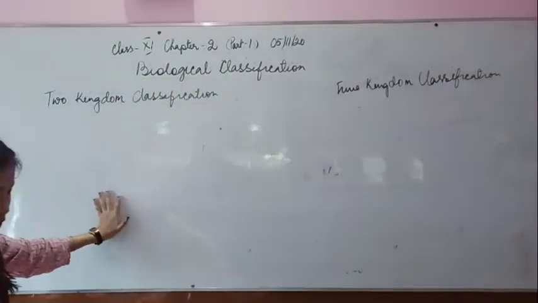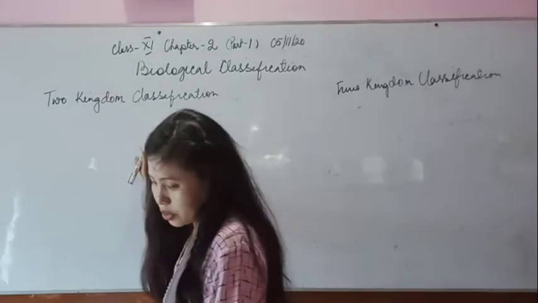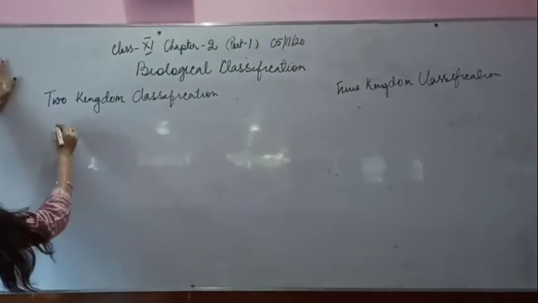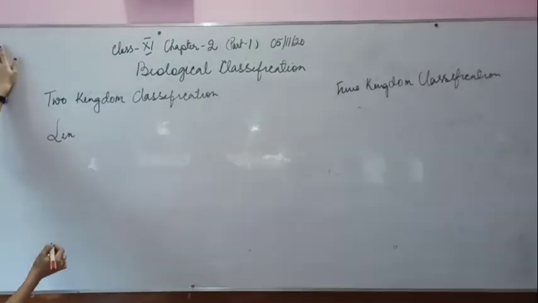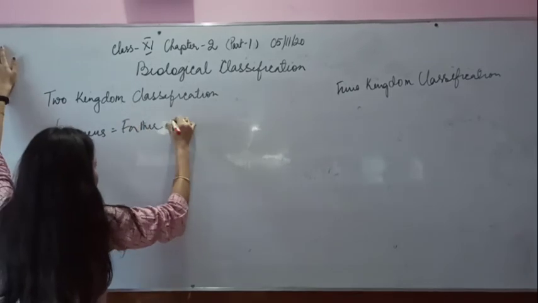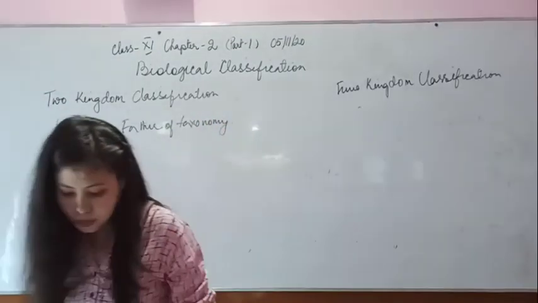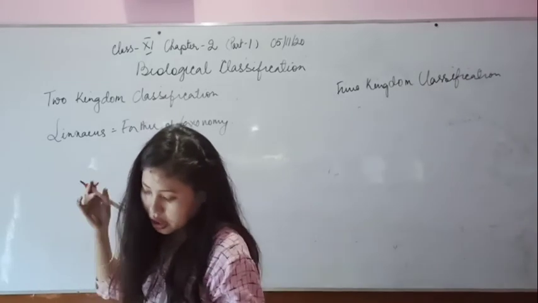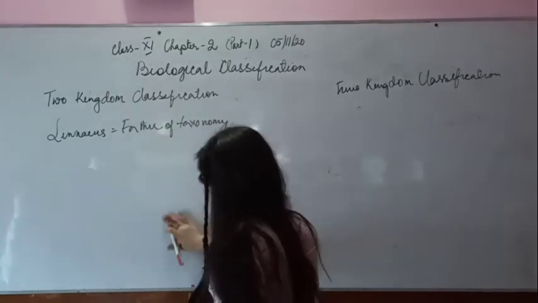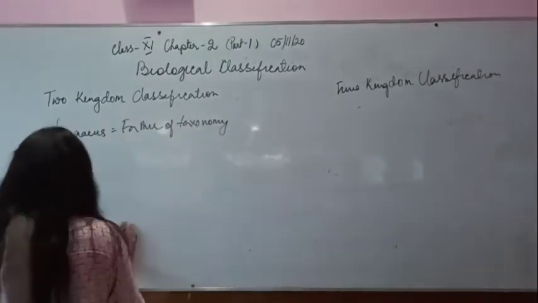When I say two kingdom classification, it means organisms are divided into two kingdoms. The person considered the father of taxonomy is Linnaeus, and he was the first one to come up with this classification. In the past, when scientific knowledge was not as vast as today, people simply divided organisms into groups.